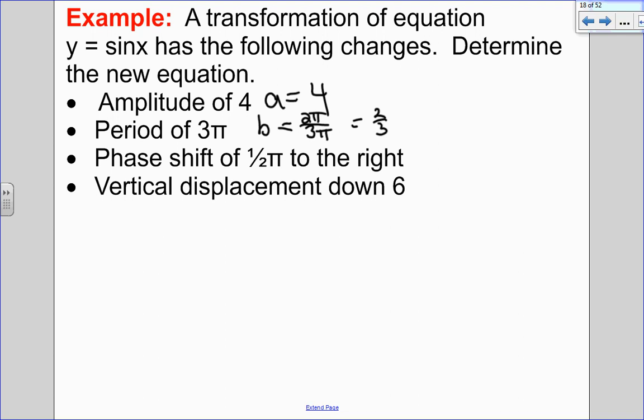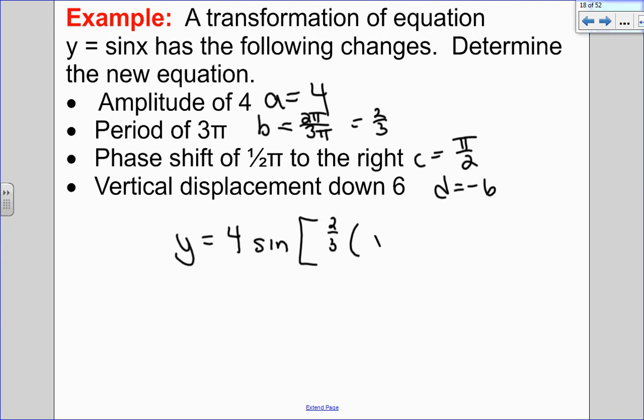A phase shift of half a pi to the right. So that means that C is just pi over 2. And a vertical displacement down 6, which means D is negative 6. So putting that all together, this is 5.1 and 5.2 all together in one question. For sine of B, x minus pi over 2 minus 6. That would be my final equation.